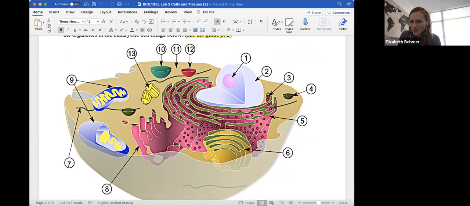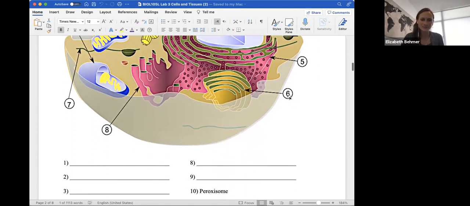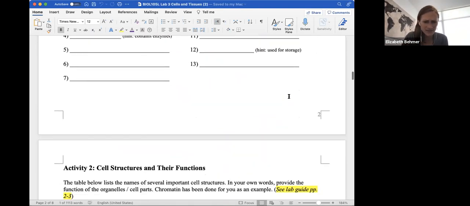I'll let you guys work through a little bit of labeling the cell structures on your own. But if you have questions on this, some of it might be a little confusing. 10, 12, and 4 all look really similar, but they have different shapes and sizes, so try to figure that out on your own. But if you have a question on it, send me a message and I'll definitely help with that as well. So that's the first activity.